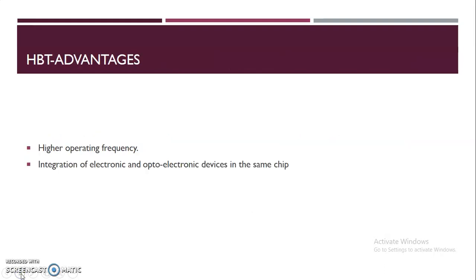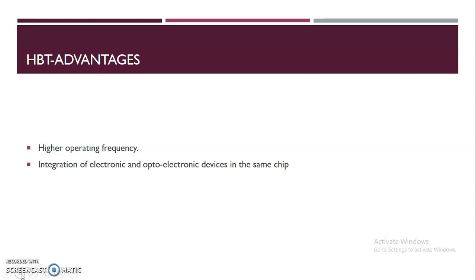Then the advantages of this: the use of indium gallium arsenide, indium aluminum arsenide, or indium phosphide based heterostructures in HBT increases the operating frequency up to 200 gigahertz. Then another advantage of heterojunction bipolar transistors is that it is possible to integrate electronic and optoelectronic devices on the same chip.